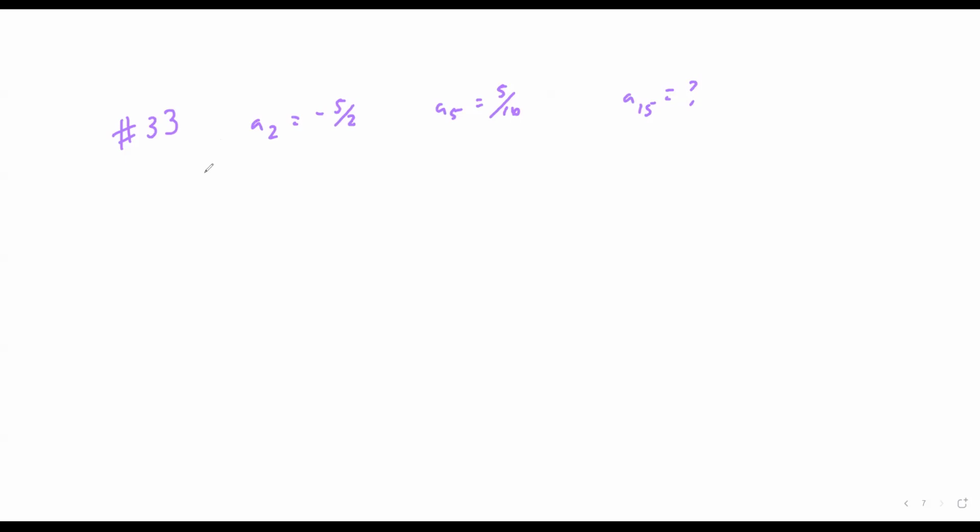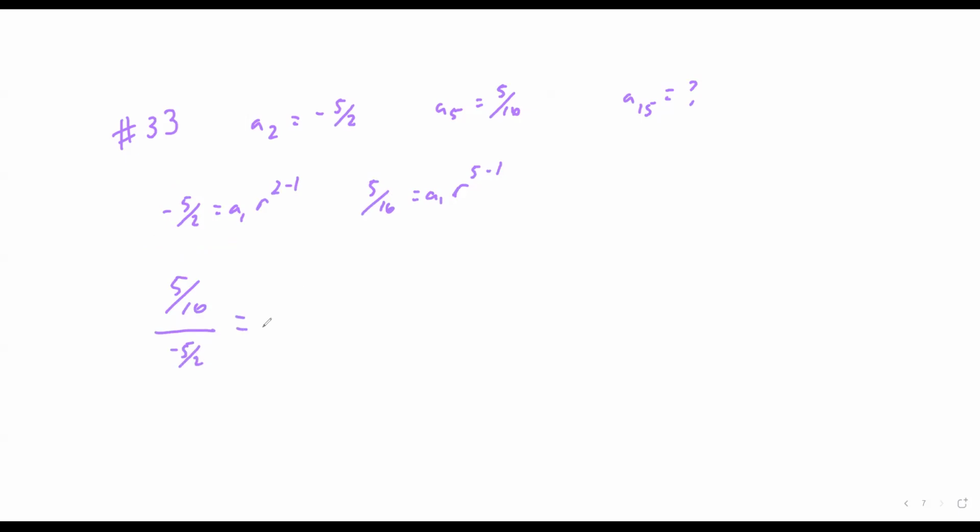All right, here we go. So to find my R, remember, it's going to be the last term that you have divided by negative 5 halves. Let me just write it all together so you can see it. So this will be negative 5 halves equals a sub 1 times R raised to the 2 minus 1. This will be 5/16 equals a sub 1 times R to the 5 minus 1. So then I would do 5/16 divided by negative 5 halves.